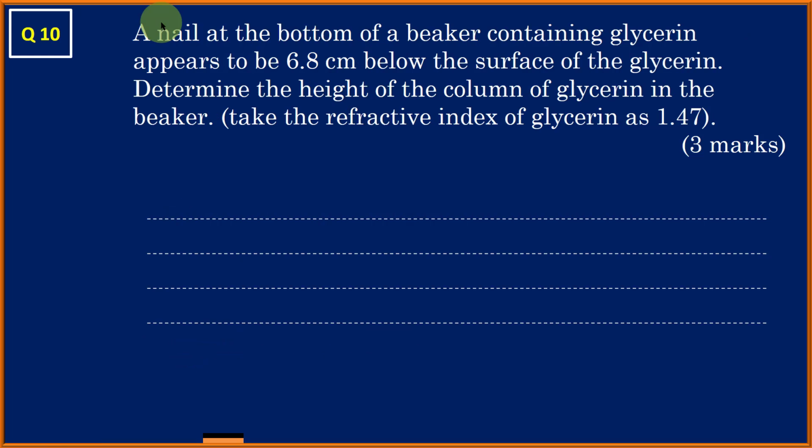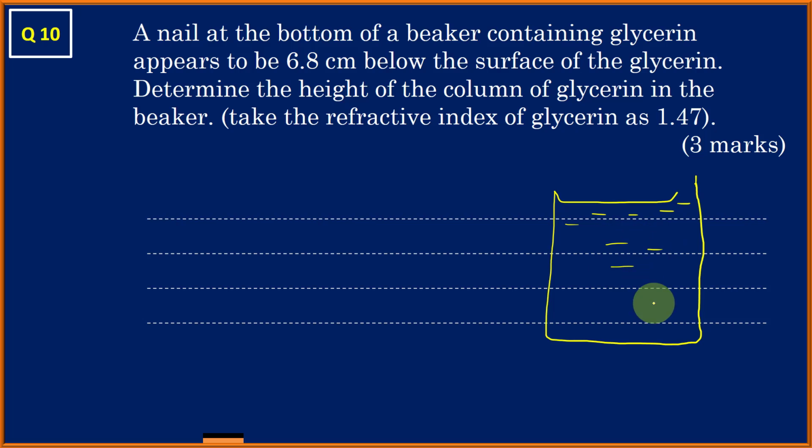Question 10. We are given that a nail at the bottom of a beaker containing glycerin appears to be 6.8 centimeters below the surface of the glycerin. What does this mean? It means that there is this container of glycerin here, with some glycerin in it. Then we've got an object at the bottom, which is a nail, and it appears to be 6.8 centimeters below the surface.